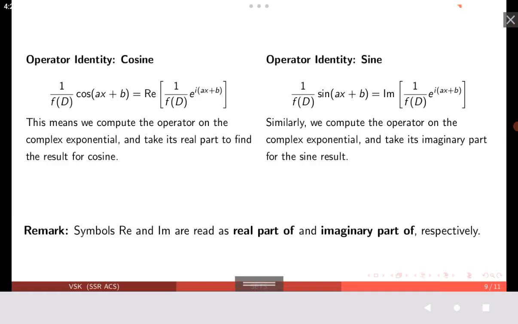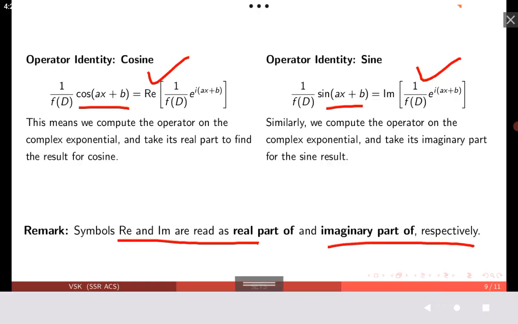So this will be the operator identity, 1 upon f(D) cos(ax plus b). If you want to convert into e to the power ix form, this becomes the real part. And if you want to convert sin(ax plus b), this will be the imaginary part of this. We can find the real part and imaginary part of this respectively. So we can find this.